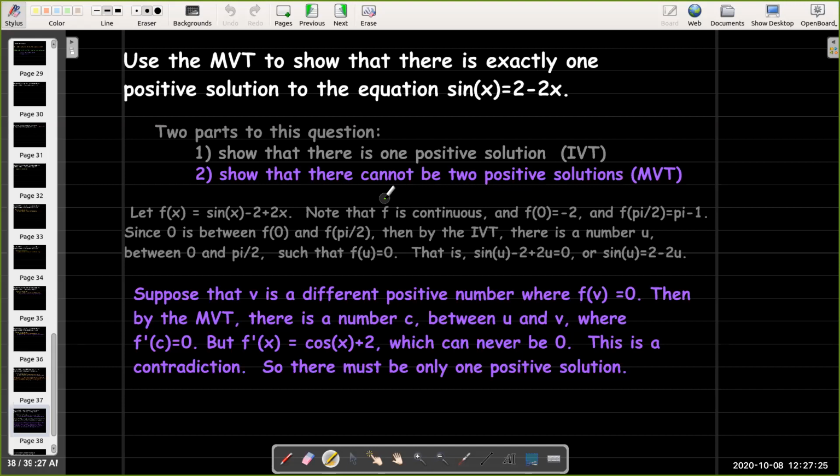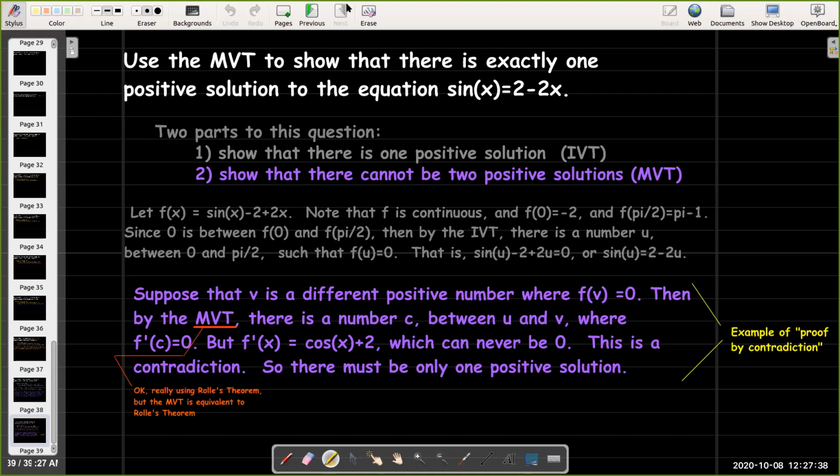And when we get that contradiction, that means our original statement must be false, that v is a different positive number where f of v equals 0. So two little footnotes. In this case, we're really using Rolle's theorem, but Rolle's theorem is a special case of the mean value theorem. And this whole technique that we used in our second part is an example of proof by contradiction. You make an assertion or an assumption. You show that that assumption leads to a contradiction, which implies that the original assumption must be false.